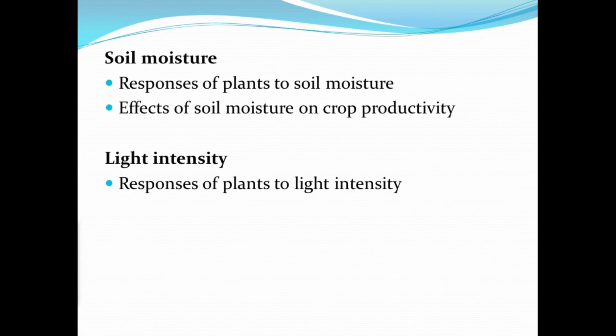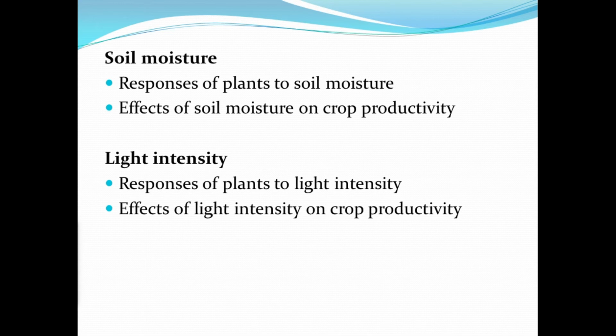Since photosynthesis-conducting organelles, known as chloroplasts, are most concentrated in leaves, it is important that these structures have access to sunlight. Now let's take a look at the effects of light intensity on crop productivity.